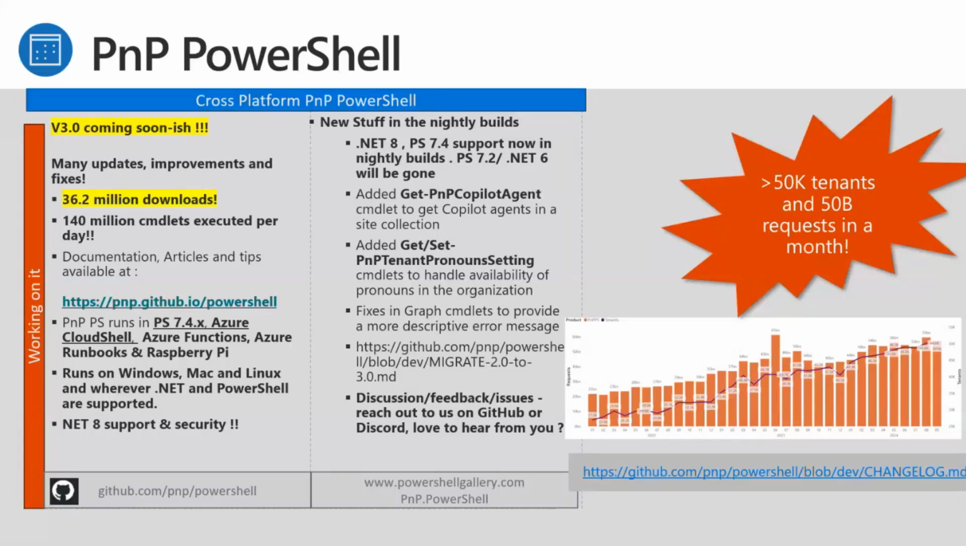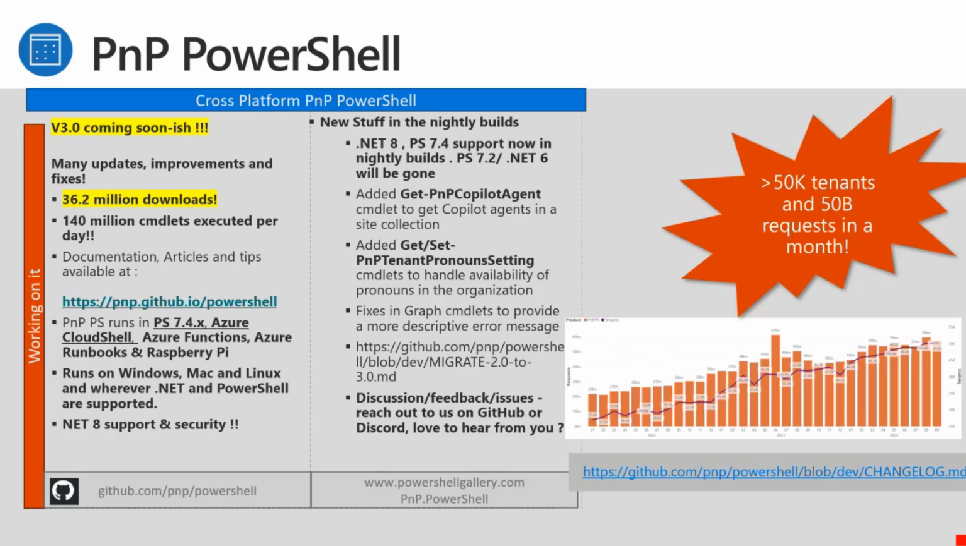New stuff in the nightly builds: .NET 8, PowerShell 7.4 support now in nightly builds, and all of that other good stuff. They added PNP Copilot Agent Commandlet to get Copilot agents in a site collection, pretty cool, and a whole host of other cool things. So check it out. Thank you, Gautam, and everyone else for all the hard work you're putting in there.